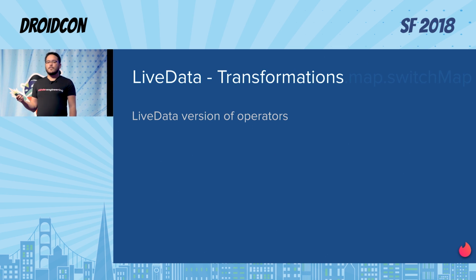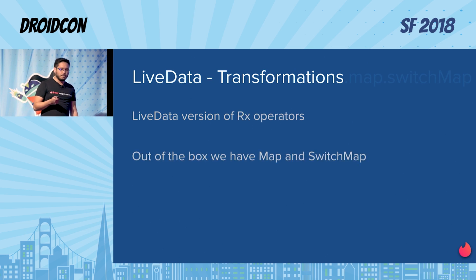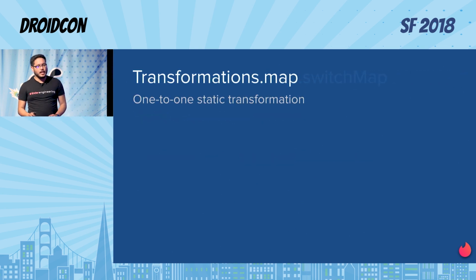It's like a LiveData version of operators for RxJava. And out of the box, we have map and switch map. We're just going to go through them very quick. A transformation map is a one-to-one static transformation.